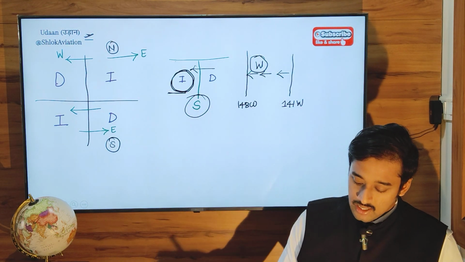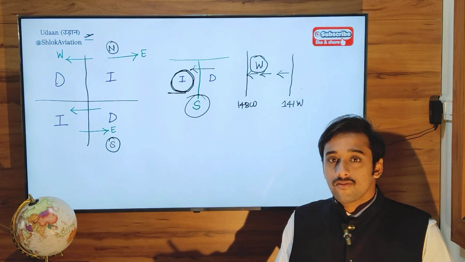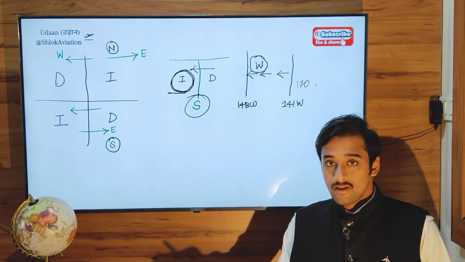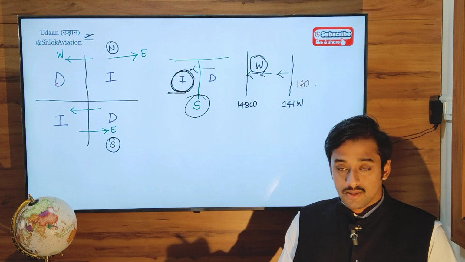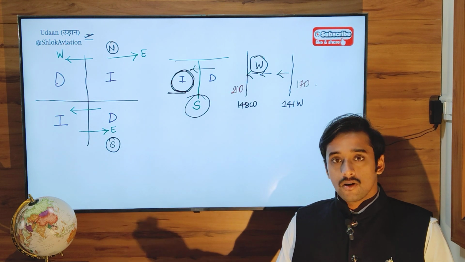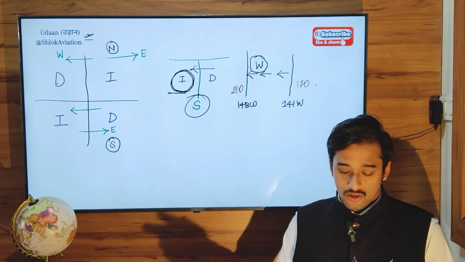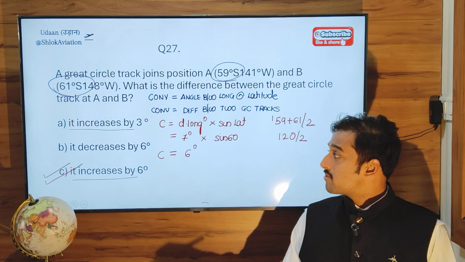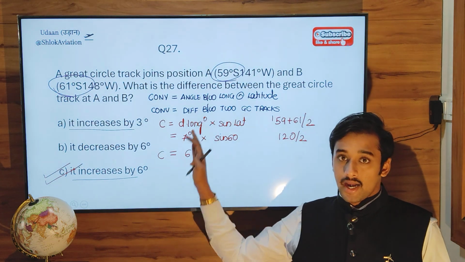So if great circle track here at 141 west is let's say 170, reaching 148 west, it will increase to something else. Maybe it may become 210, any value more than 170. So that increment is nothing but your convergency by definition.